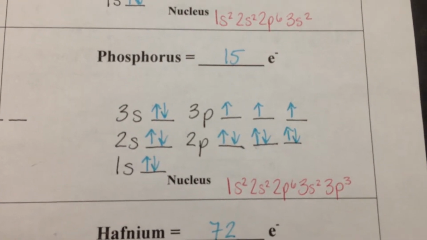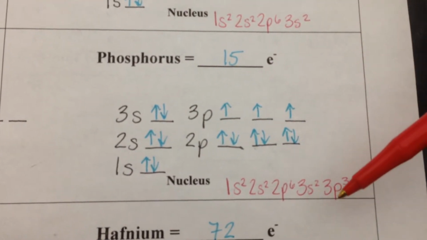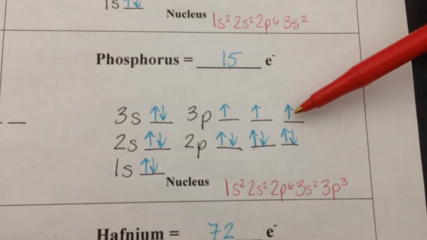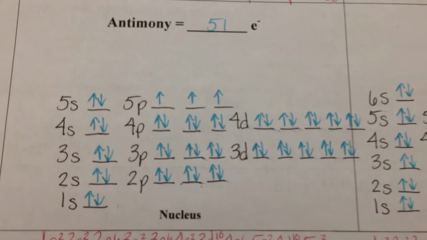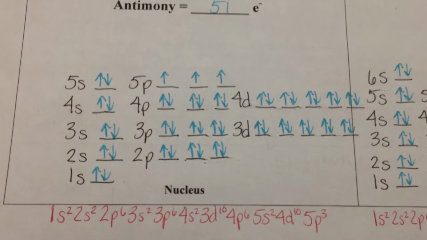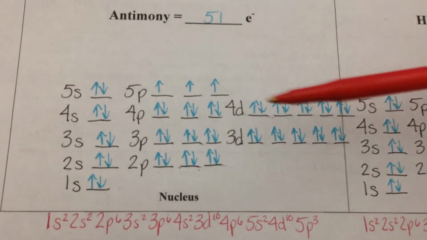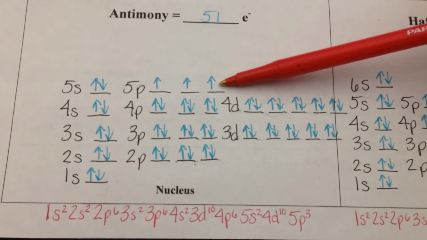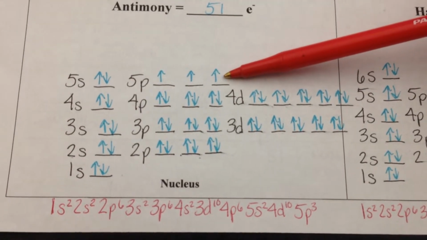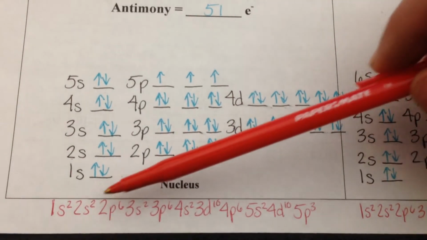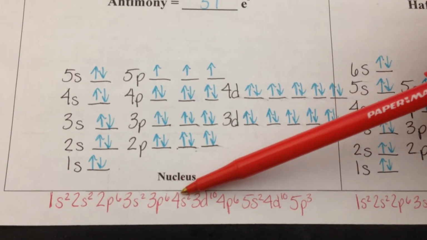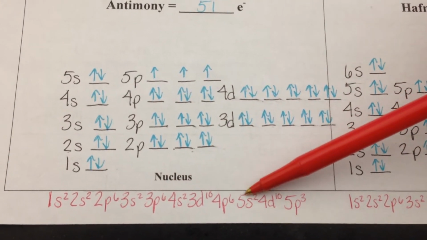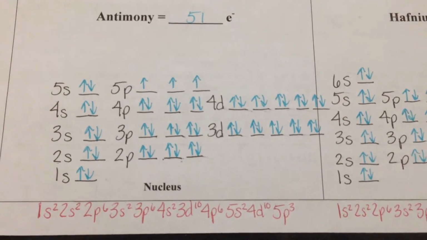Phosphorus, another small atom, not too crazy of a diagram or configuration. 3p, those 3 up arrows. Moving on to antimony. This is getting a bit larger. So again, everybody's filled. The 5p here, I've got 3 up arrows, 1 on each line. Paying close attention to this order down here of bouncing back and forth between 3p, 4s, 3d, 4p, 5s, then 4d, then 5p.